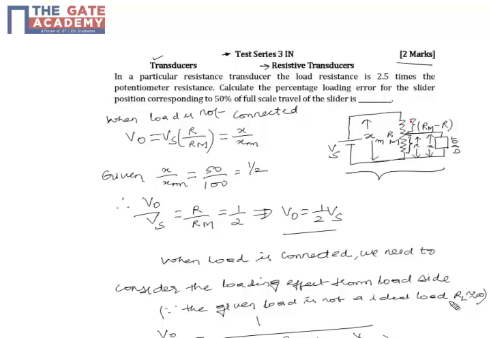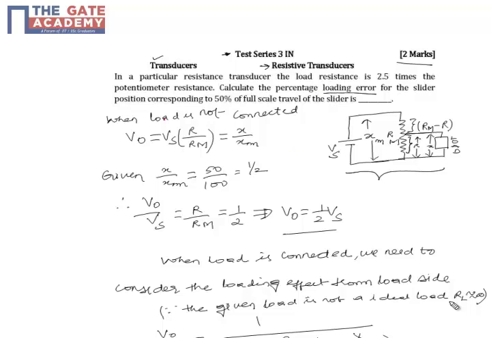So here the effective resistance, the remaining resistance, is the total resistance minus the resistance which is traveled by the slider. So I am representing that as Rm minus R. Here we need to calculate what is the percentage loading error of the slider. So we need to calculate the output when the load is not connected, and with the load connected, then only can you measure the error and calculate the percentage.